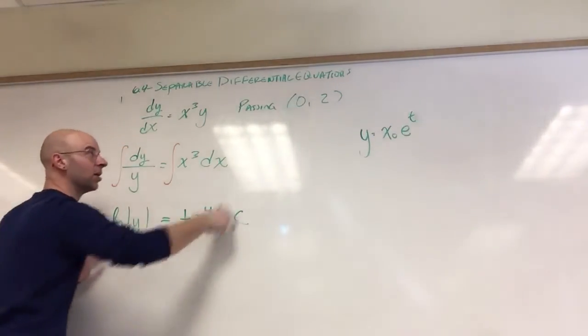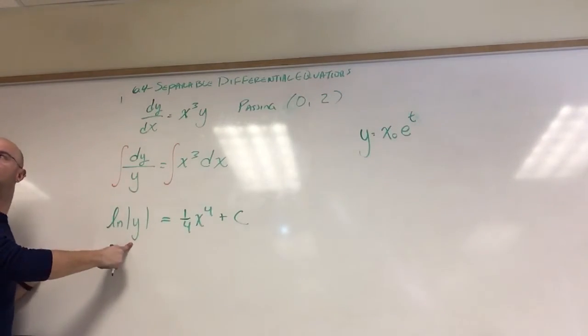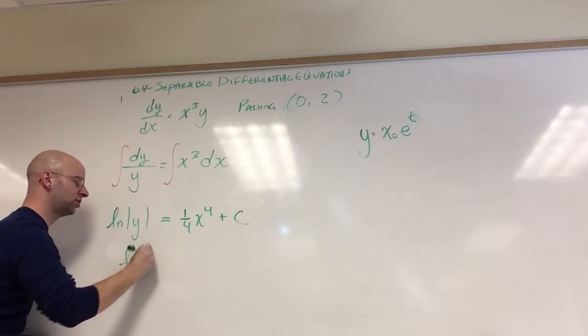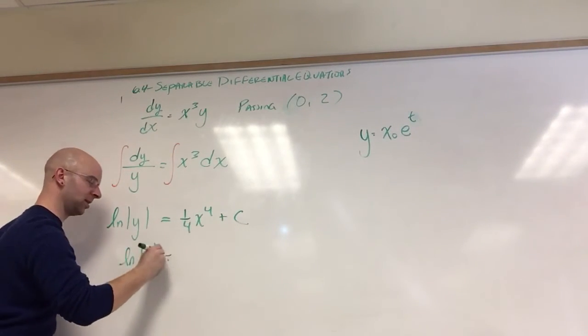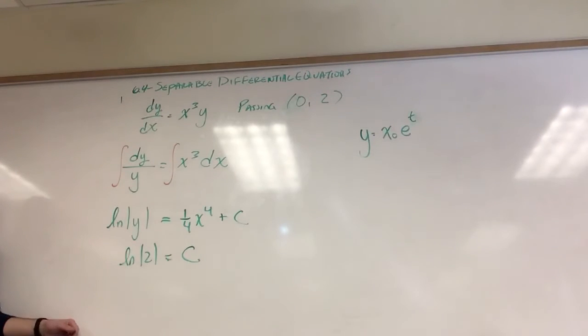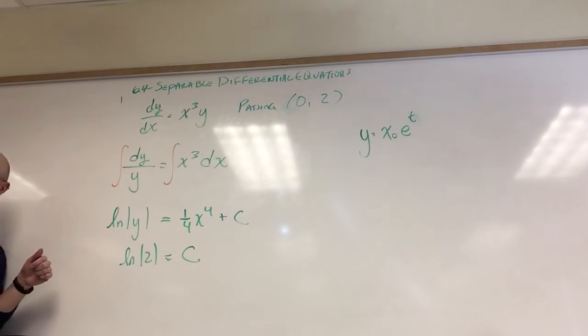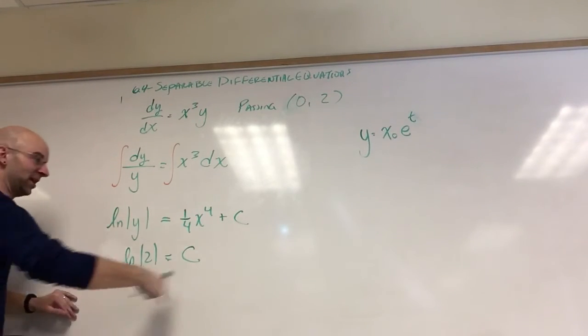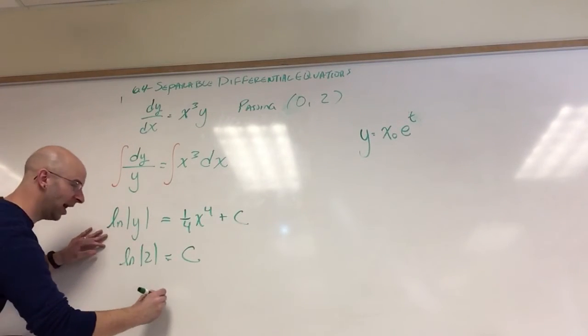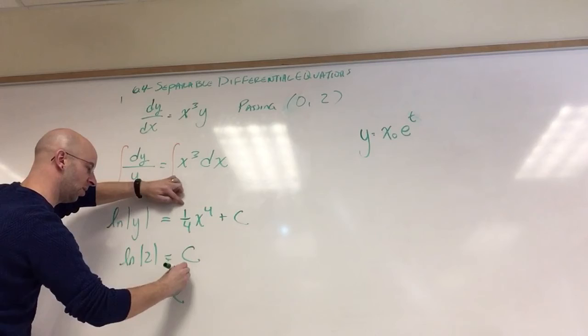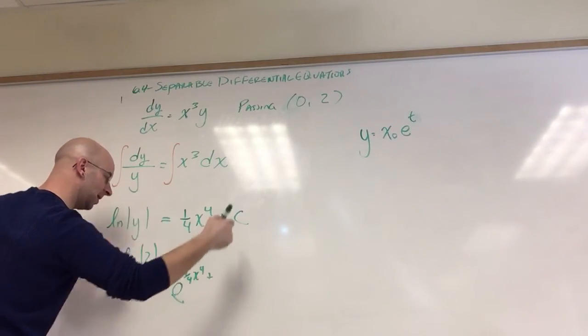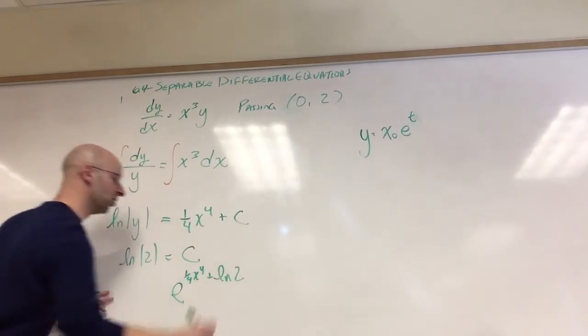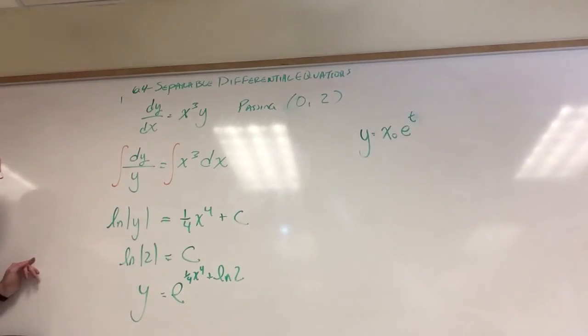So now you're saying, here we've got x is 0, we've got y is 2. So we've got natural log of 2 equals 0 plus c. So ln of 2 equals c. Okay? Yeah, that's what I got, but I kept c up in the exponent. So will it still be the same if I put natural log of 2 in the exponent? Let's check. Let's do it both ways. If we rewrite it, we have e to the 1/4 x to the 4th plus ln of 2 equals y.